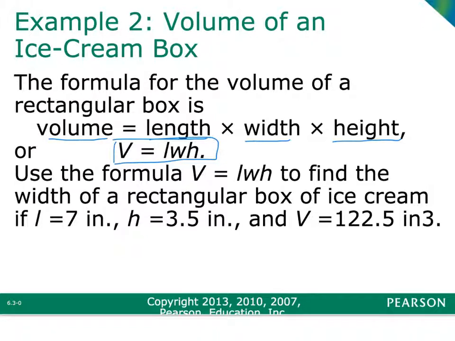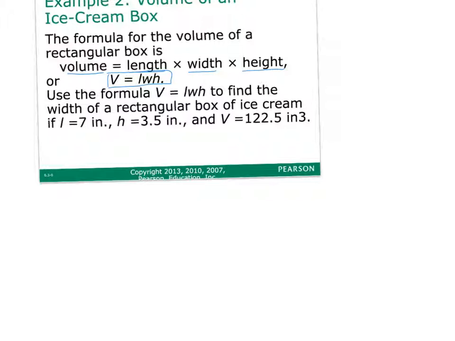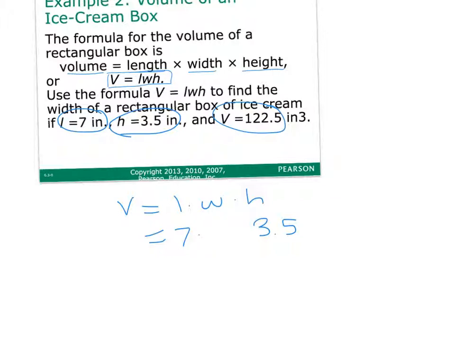So for example, let's use that formula to find the width of a rectangular box of ice cream. Okay, so I'm going to shrink this up a little bit and give us some more space. We know that our formula is volume equals length times width times height. In this problem, they told us that the length of the box was 7 inches. They told us that the height of the box was 3.5 inches. And that the volume of the box was 122.5 cubic inches.